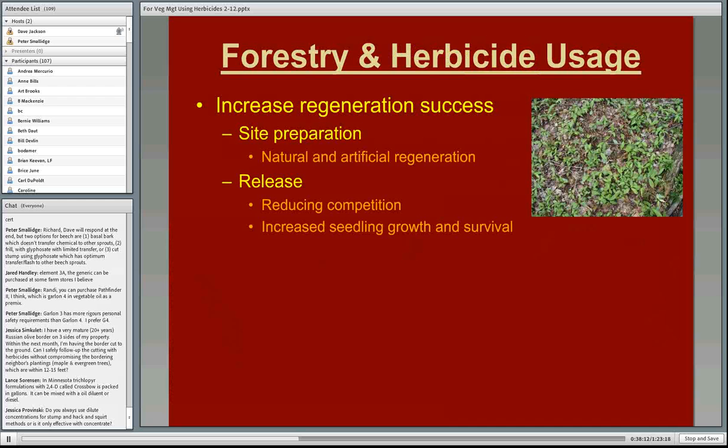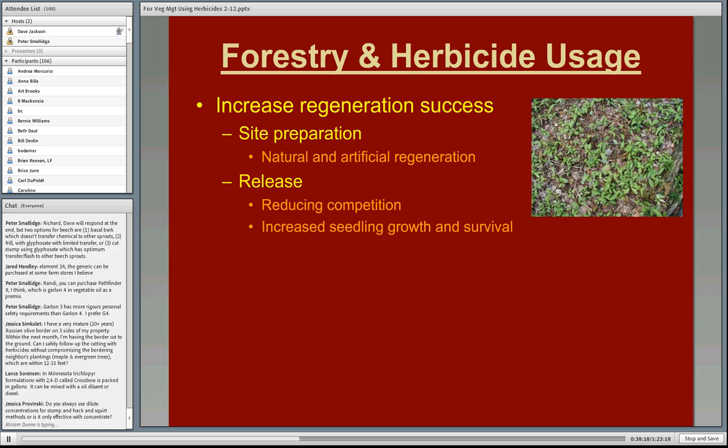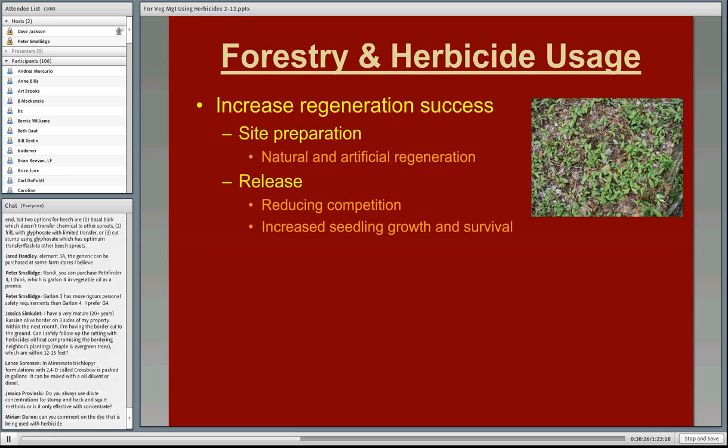Okay, so here are a couple of usages of herbicides in forestry. We want to increase our regeneration success. We can do things like site preparation practices, and we can do release treatments. With site preparation, we're preparing the site for natural or artificial regeneration. So we're going to get natural seedlings. We're doing that air blast treatment, for example, to control all that fern and get that natural regeneration.